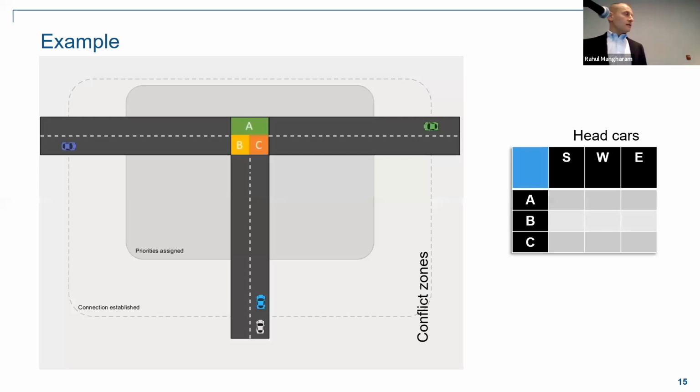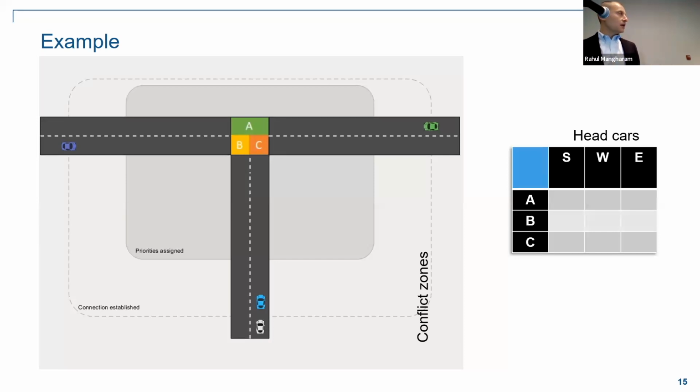So this is the first example, right? So we have the intersection. It's important also to notice that we have these two perimeters: the priority assignment perimeter, inside which we assign the priorities, and then the connection established perimeter, inside which the cars start communicating to each other. So one thing I didn't mention is that we have different kinds of priorities. Minus one priority means that particular car doesn't go through that particular conflict zone. So that means we don't care, right?